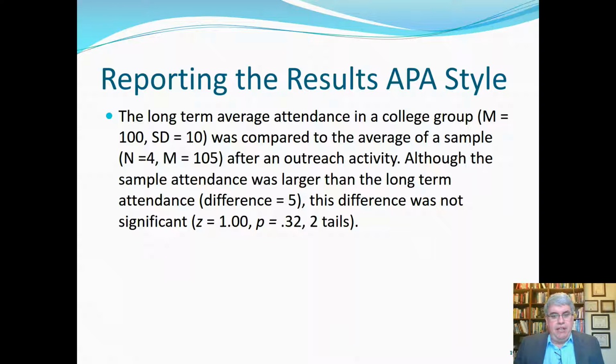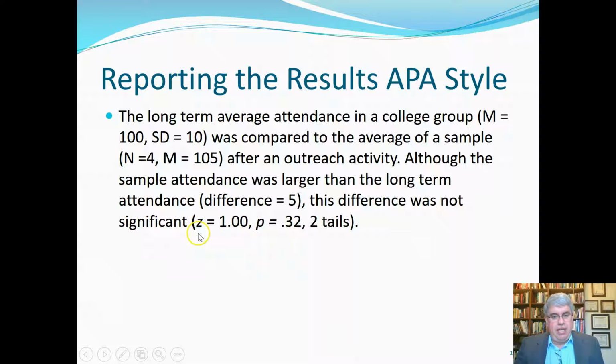Although the sample attendance was larger than the long-term attendance, and I know that this difference was 5, so we got some evidence that the group has grown, this difference wasn't significant. And specifically, we're using significant in the statistics term. To report significance, we need to report the statistics. I put Z equals 1.00.